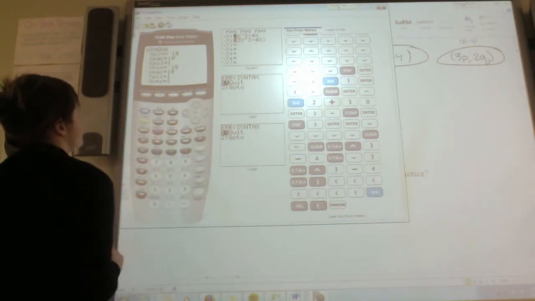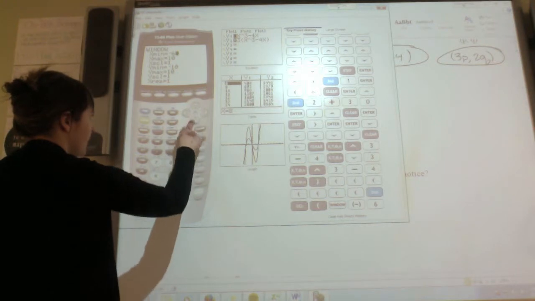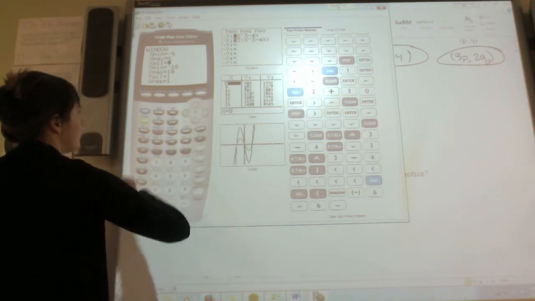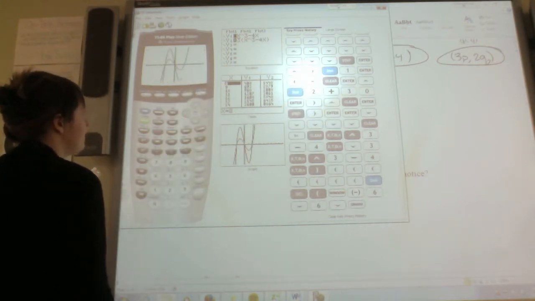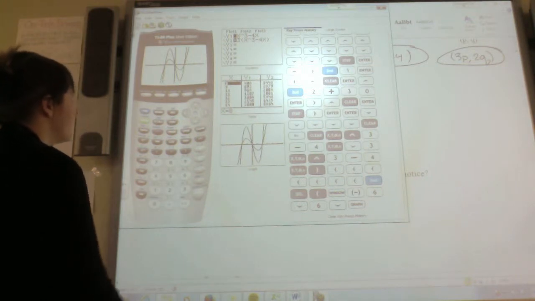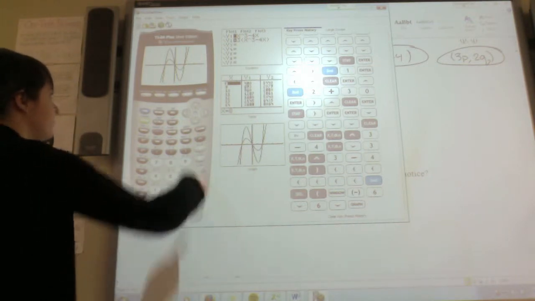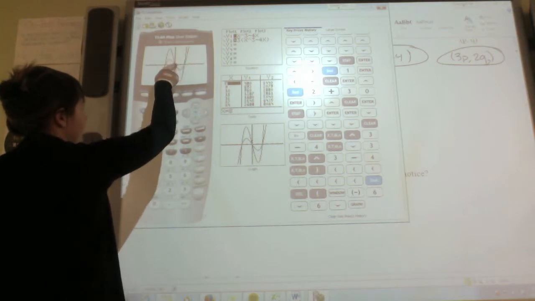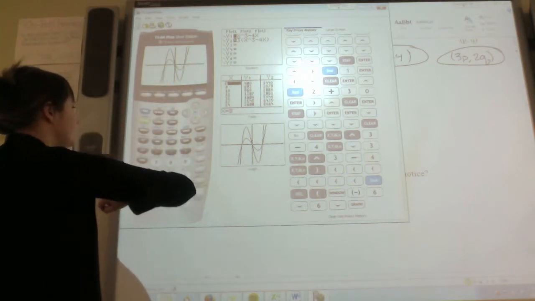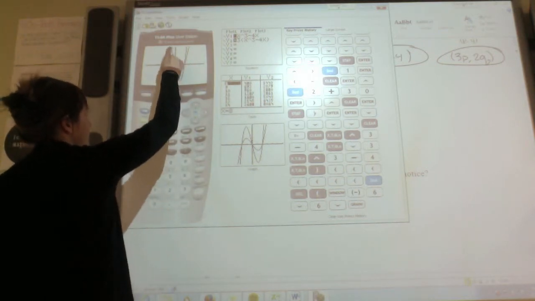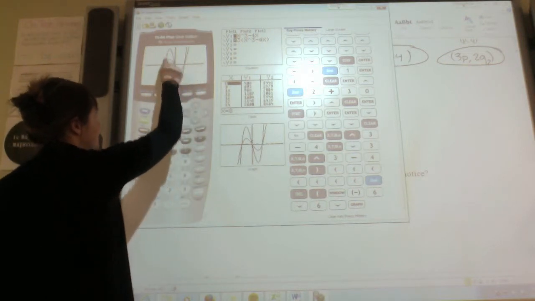Now I'm going to change my window. So I'm going to go from negative 6 to 6 and then negative 10 to 10. I'm going to graph them. My original function, my y1 graph first, is this wider one going through the origin here. My scale change image is going to be the taller one here.